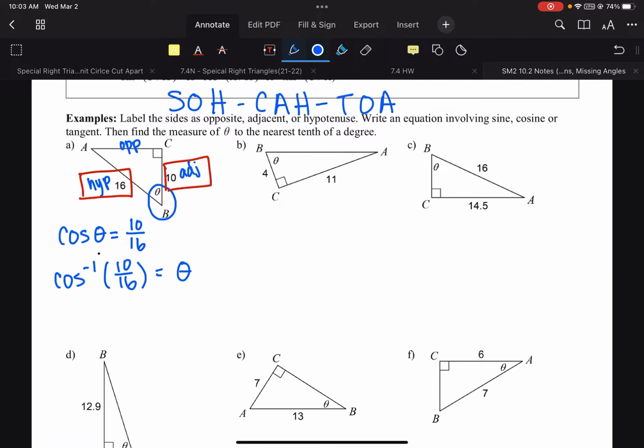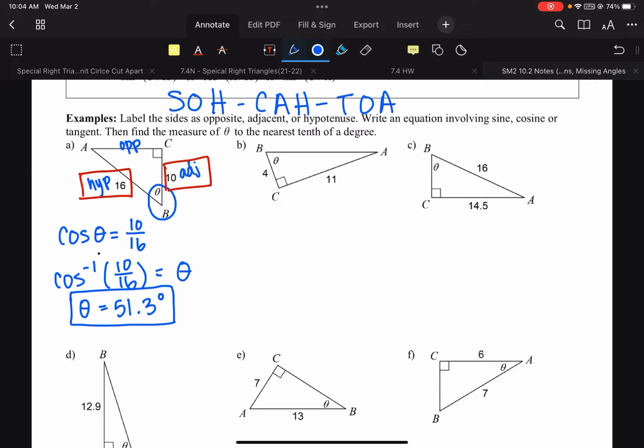Look at your calculator, find where your cosine button is. Right above that, printed on your calculator, you should have an inverse cosine, that cosine with the -1. So hit your second button and then the cosine, and you should get that cosine with a -1. Type in 10/16, and you're going to get 51.3. That is the measure of theta. So that angle theta is 51.3 degrees.